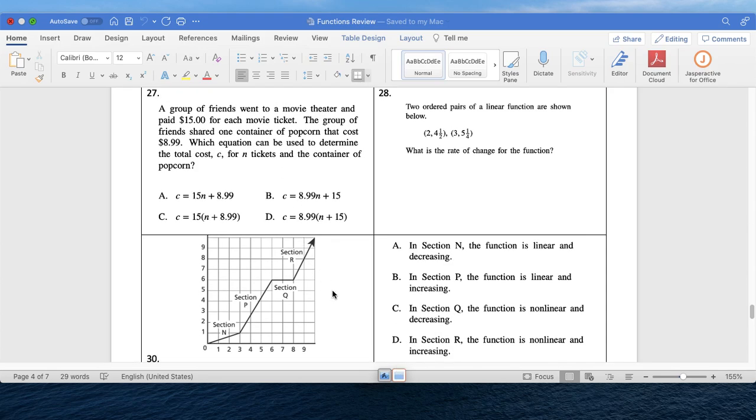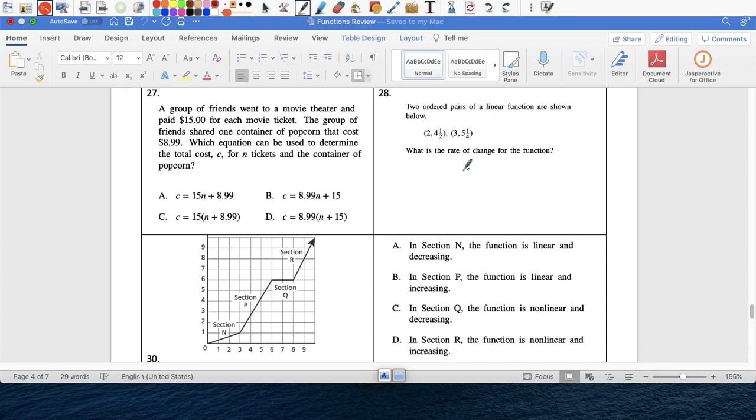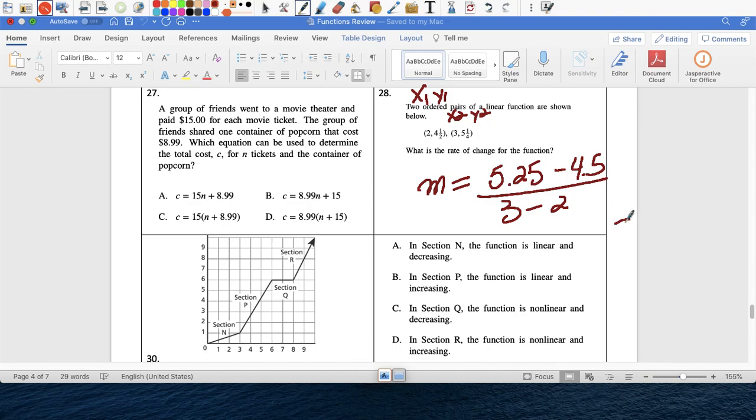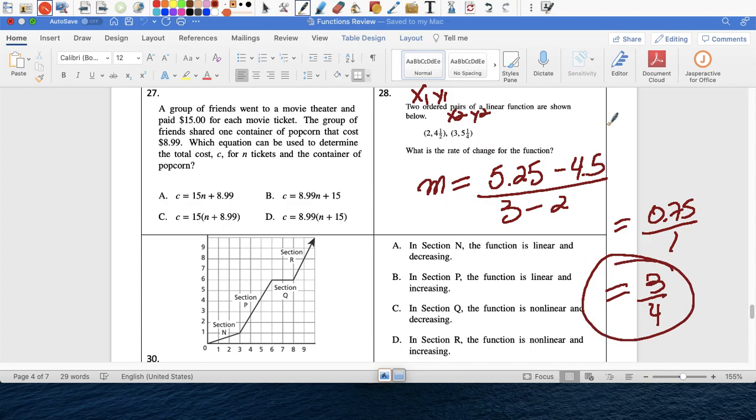28, 2 ordered pairs, right? What is the rate of change? So the rate of change, the slope. Make this x1, y1, make this x2, y2, and then just substitute. I don't know if you want to leave it as a fraction. I'm going to do it as a decimal. 5.25 minus 4.50 over 3 minus 2, right? So on the top, that's 0.75 over 1, which is, again, 3/4, 3 over 4, if you change it back to a fraction. So the slope, m, is 3/4.